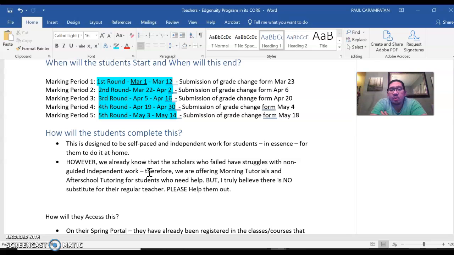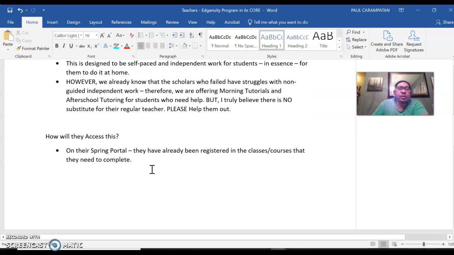Of course, I'm a firm believer that there's no substitute for you helping your kiddos out. I will give you the list of the kiddos in your class who failed. To simplify it, I created a marking period one, marking period two, and marking period three list. Feel free to look at those. But let's focus on marking period one right now, because they only have 2 weeks to get those done.